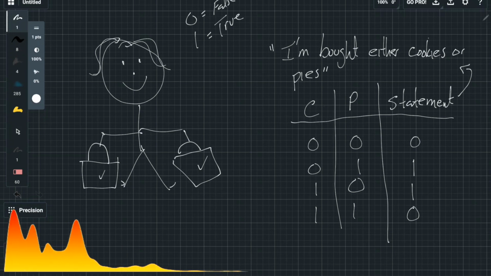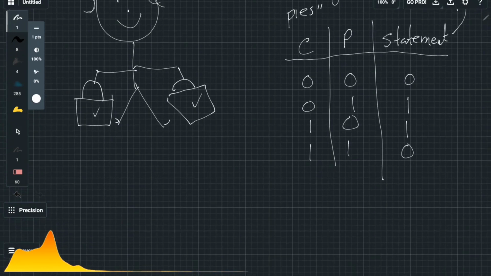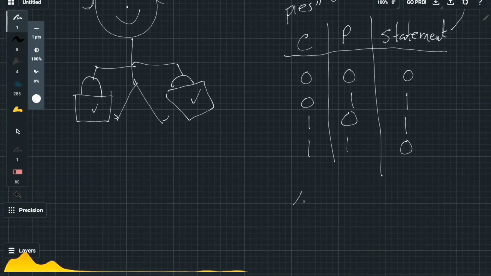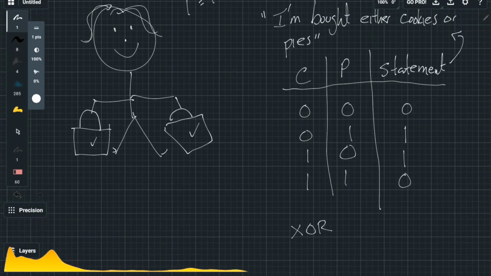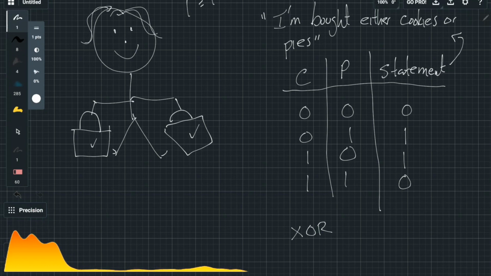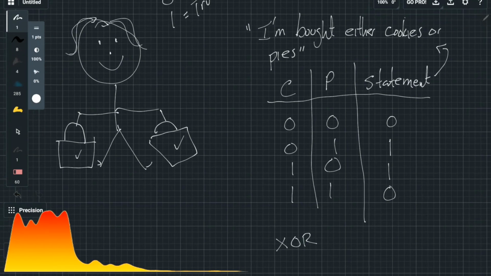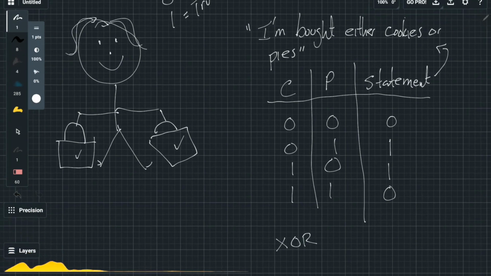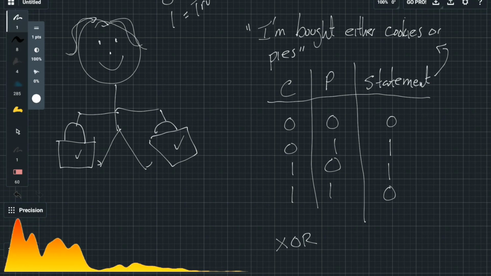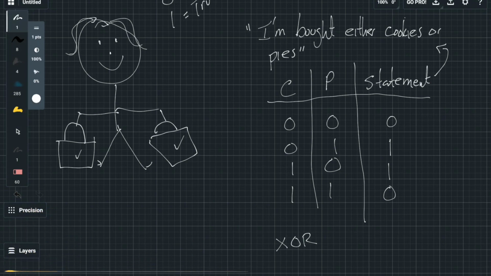This one is called exclusive OR. Remember, we talked about that. And it's usually XOR. But you can always think of it as the XOR, or the either or. Because what either means is it's one or the other, but it's not both. Okay.